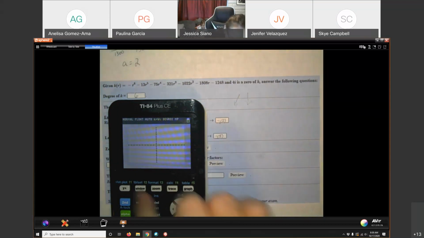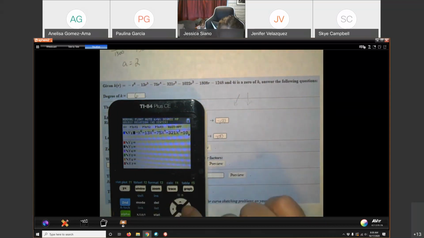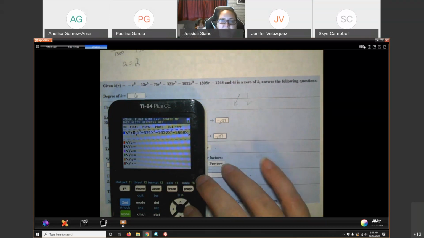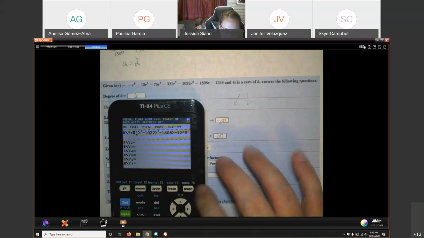Really? I didn't double check this one. Negative x to the 6th minus 13x to the 5th minus 1022, ooh, look at that, x to the 2nd minus 1808x. I checked the other ones and they were fine, and the first time I forgot to check, it was not fine.